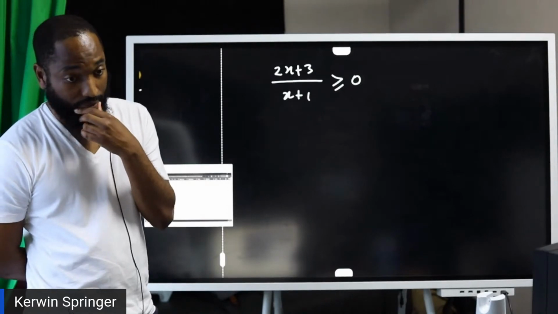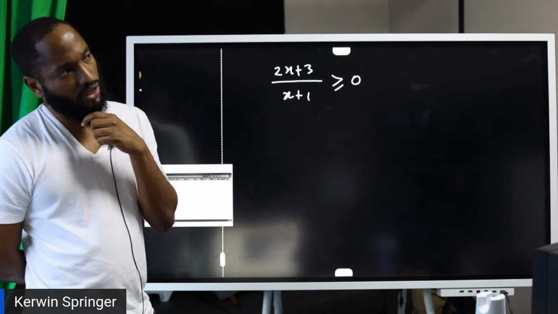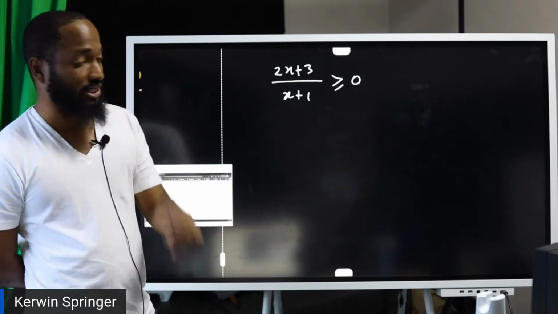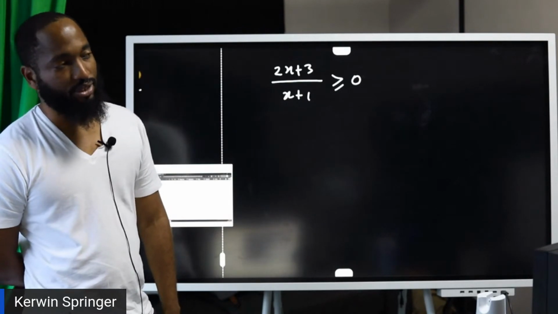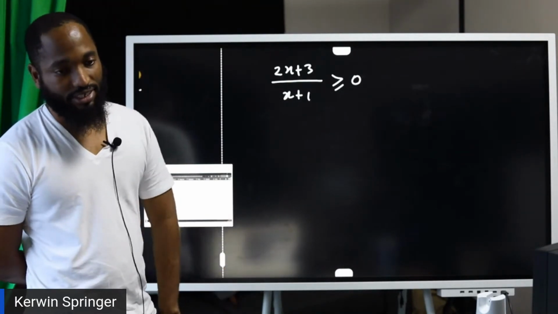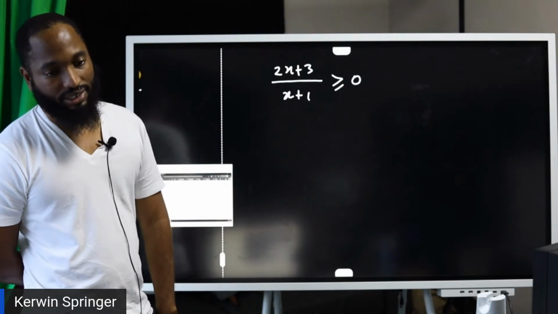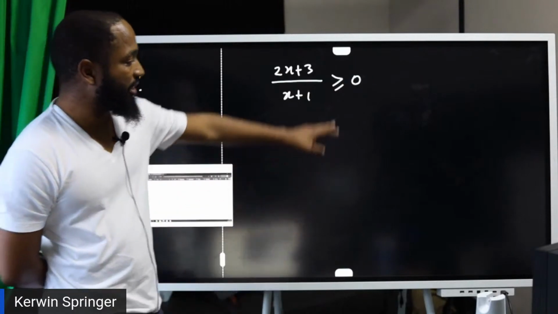How are we doing now? There are a few ways to do it. I think the way that students will use the most is to multiply by the square of the denominator. The reason we multiply by the square of the denominator is in case there was some kind of negative element in the denominator, we don't mess up the inequality sign.